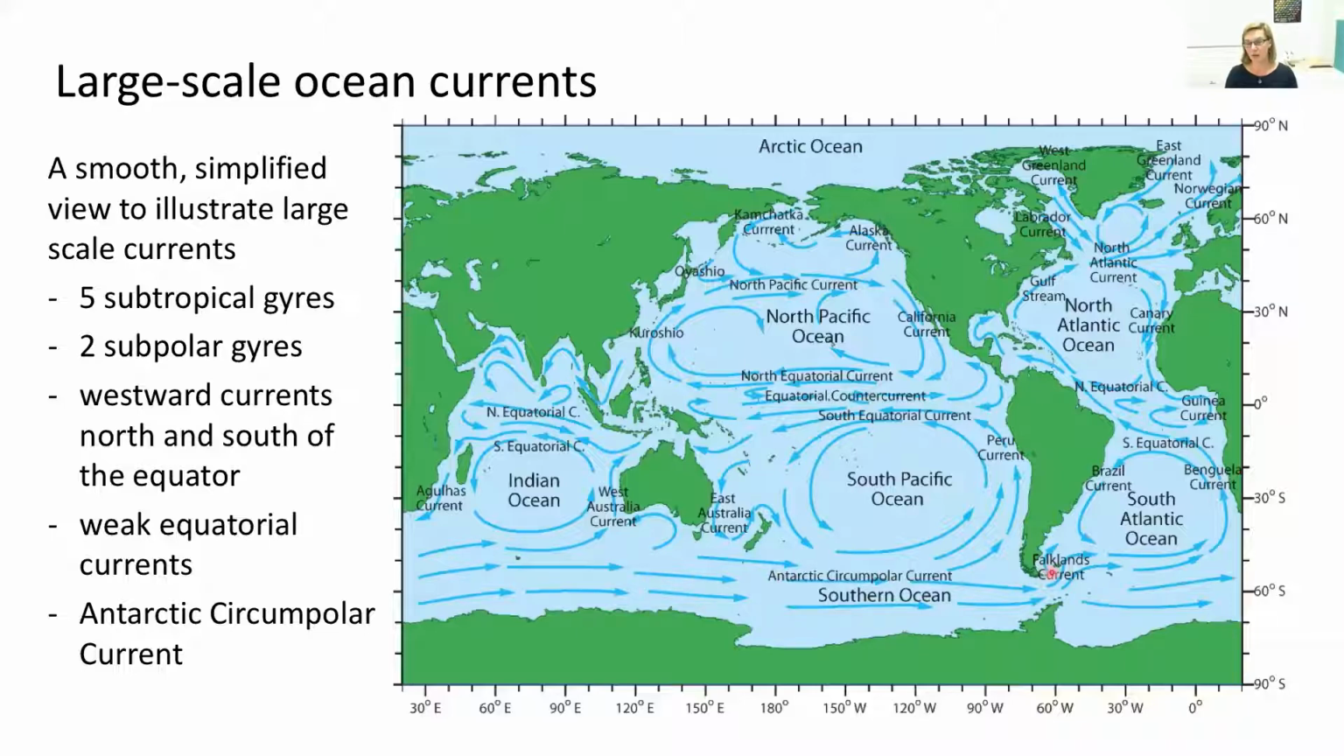That's the only current that can flow all the way around the Earth because of the unbroken latitude. So there's no land that covers the latitudes spanned by Drake Passage. So that gives the Antarctic circumpolar current a really key place in our ocean circulation and climate system.